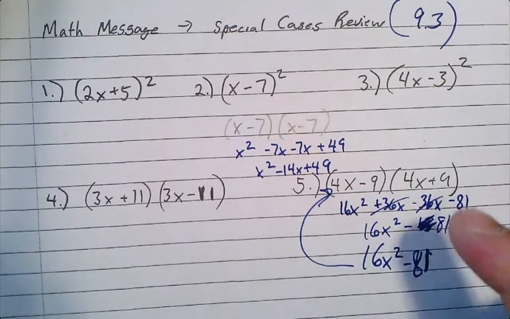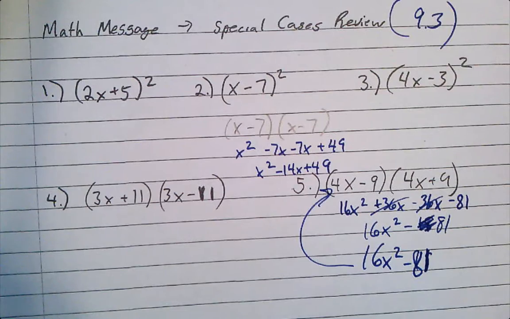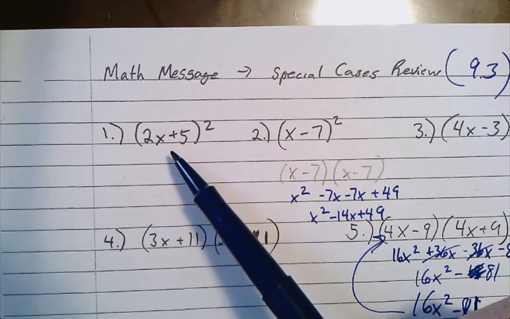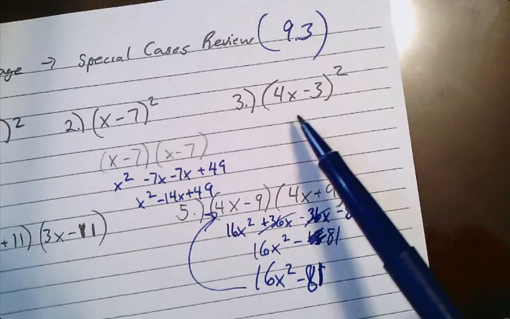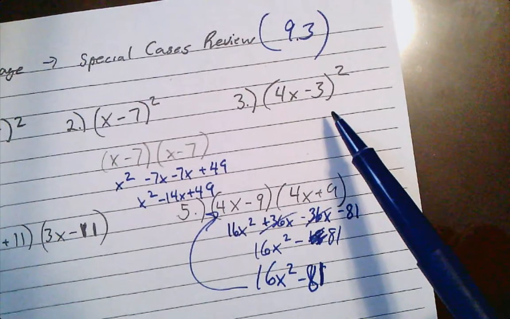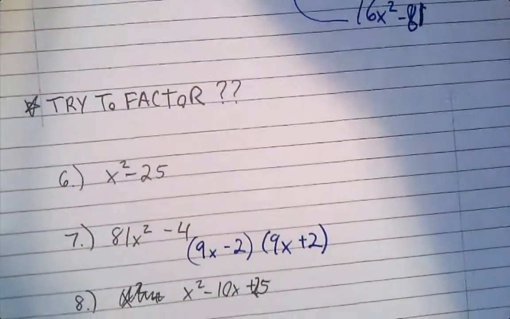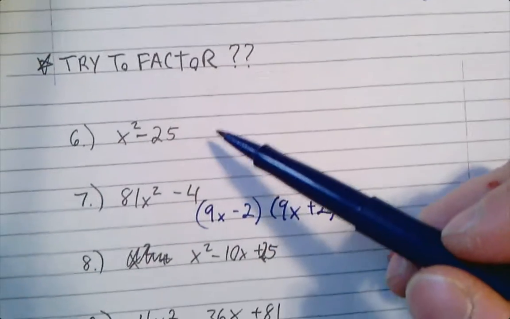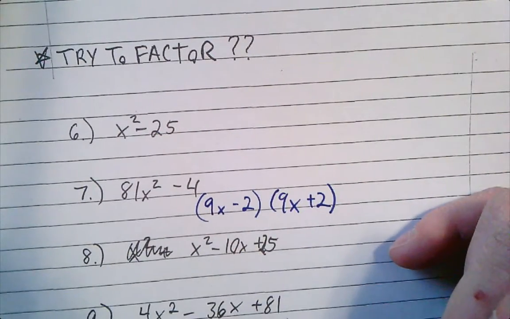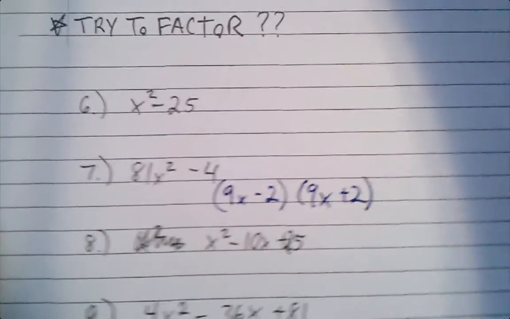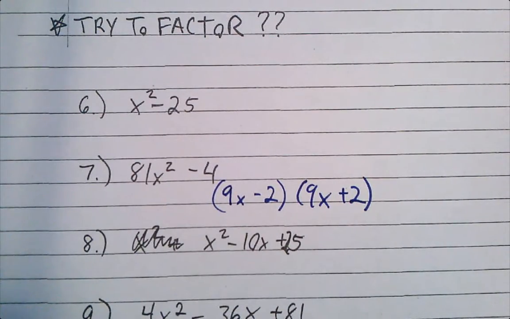So again, for the first step of these 2 days of lessons, I want you to take a moment and do this math message. Multiply 2x minus 5 times 2x plus 5, and 4x minus 3 times 4x minus 3. FOIL this out so you can see why the special cases work, and then factor the special cases, and you have numbers 6, 8, and 9 left to do. Hopefully that makes sense for the beginning of the math message, or for the first 2 days of lessons.